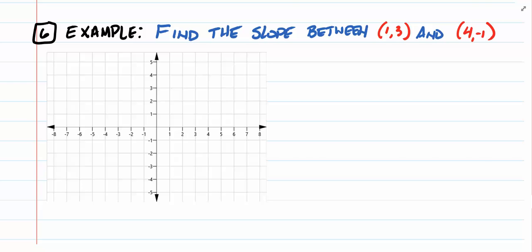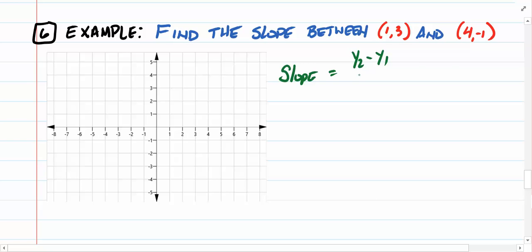Box number 6 is an example. Let's find the slope between (1, 3) and (4, -1), and then we'll use the picture to verify it. So the slope formula that we just figured out in box number 5 is equal to y2 minus y1 over x2 minus x1. Okay, so which one of these numbers represents y2? Remember, this is an x, and this is a y, and this is an x, and this is a y. So I'll call these ones 1, and I'll call these 2. Okay, so the value of y sub 2 is -1. The value of y sub 1 is 3. On the bottom, the value of x sub 2 is 4, and the value of x sub 1 is 1. So I have everything I need.